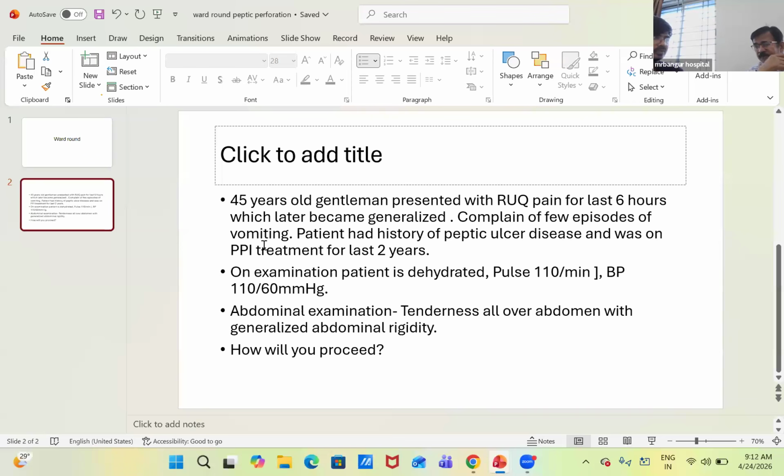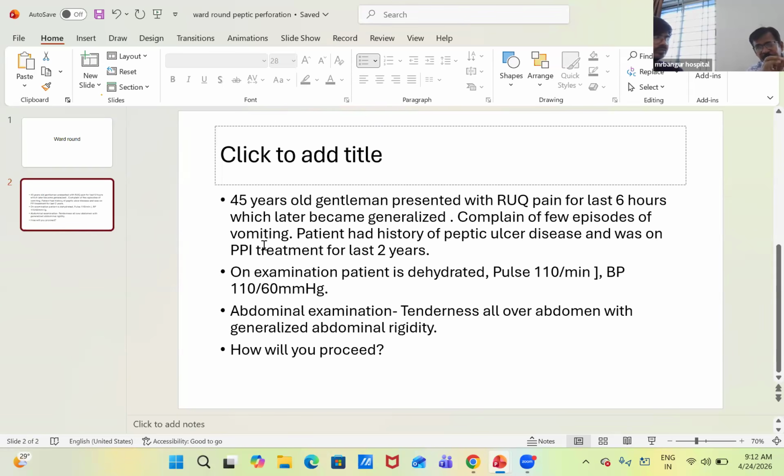What surgery should be done? What is definitive surgery in such a situation? Closure of perforation and what? Vagotomy. What vagotomy? There are different types of vagotomy. What vagotomy will you venture to do in an acute setting? Truncal vagotomy. In an emergency, you cannot keep on doing a highly selective or parietal cell vagotomy. So truncal vagotomy. And if you do truncal vagotomy, you should add something.